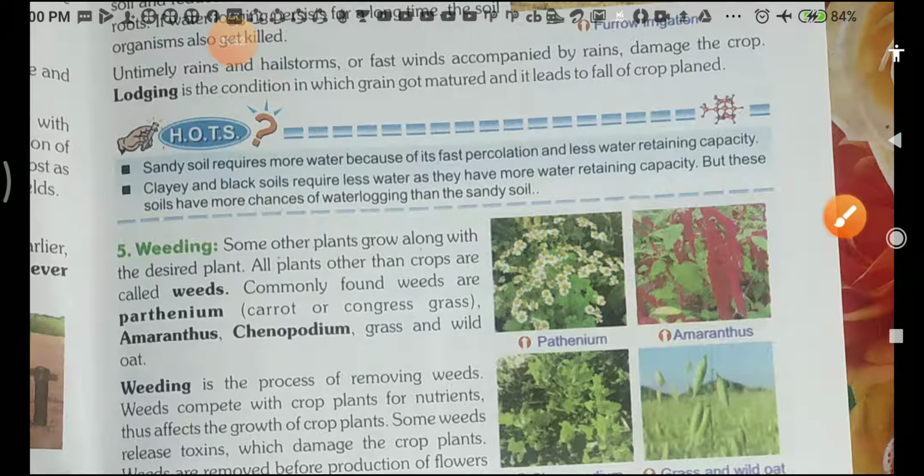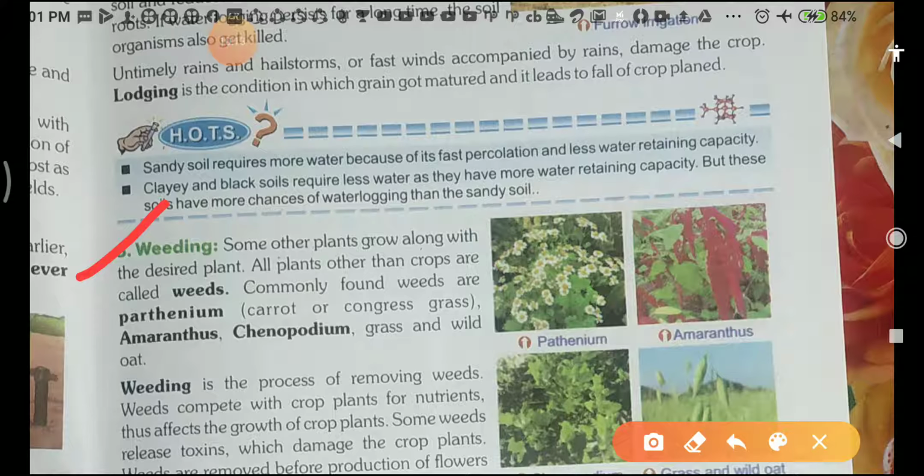Now let us start a new topic, that is called weeding. This one is weeding. I told you earlier also what a weed is. A weed is an unwanted plant which can grow with the main field. Weeding is written here. The process of removing weeds from a crop field is called weeding. That is the definition of weeding.